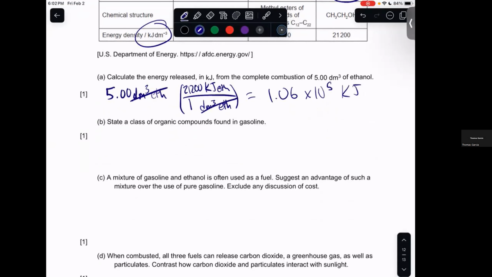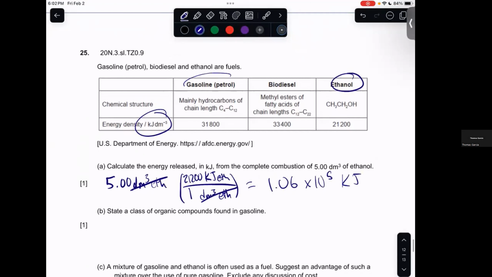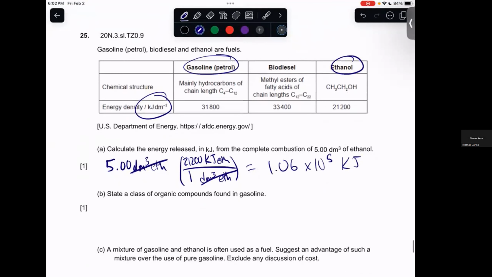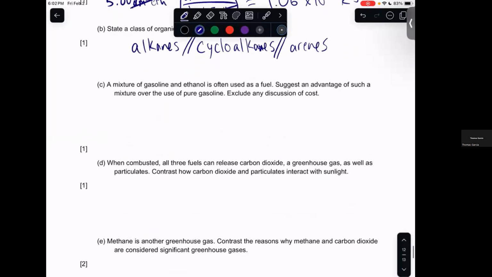All right, state a class of organic compounds found in gasoline. Gasoline, petrol, also sometimes we think of things like octane or whatever. Those are alkanes. Mainly hydrocarbons, chain length C4 to 12. Those are going to be alkanes. If you know the smell and you have an idea, you can also say cycloalkanes, or you could just say arenes. Any and all will give you the point.